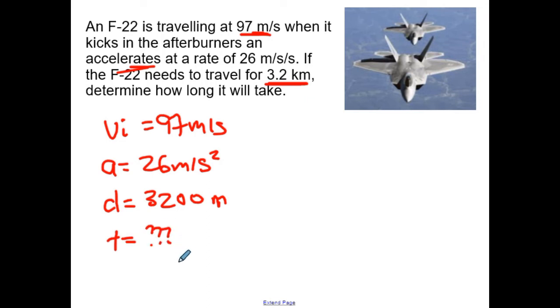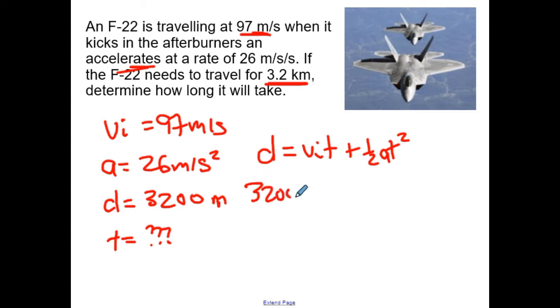This is what makes this question kind of challenging, is that there's actually two main ways of solving it, but there's a problem with this one. It's a struggle. When you start figuring out which formula to use, it ends up being d equals VIT plus 1/2 AT squared. And so when you start plugging in values, you actually get this. You get 3,200 equals VI, well, that's 97, times time, plus 1/2 of your acceleration, which is 26, times t squared. How do I solve? I have a variable for time right here, and right here.